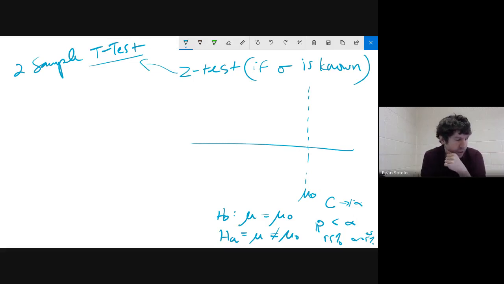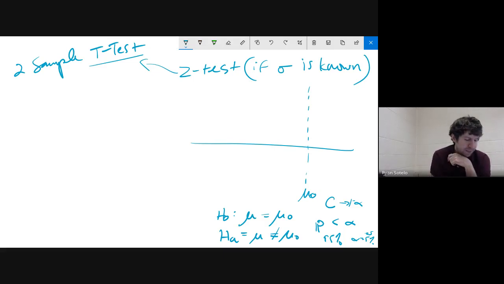Okay, so with the two sample, we have two groups. So it could be boys and girls. It could be upperclassmen versus lowerclassmen, like freshman, sophomore versus junior, senior. It could be people from town A versus people from town B. We have two groups of people.